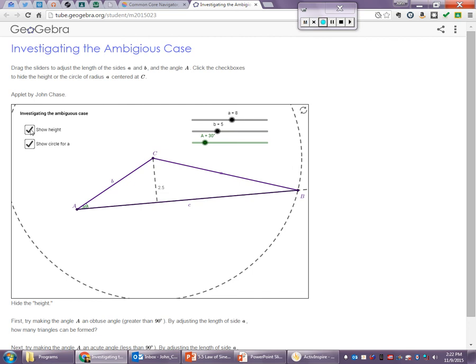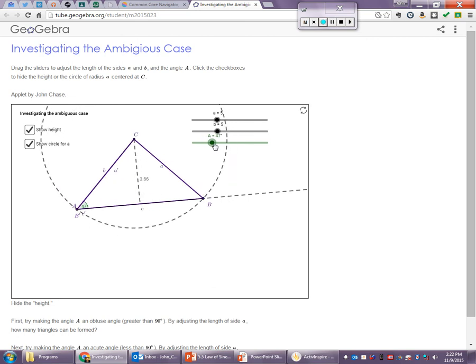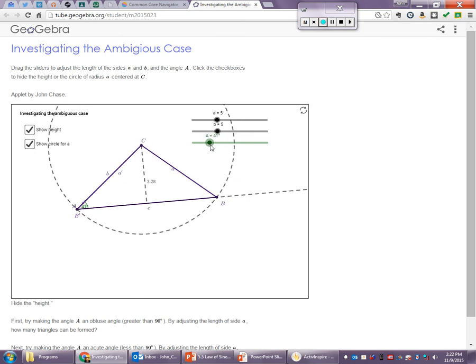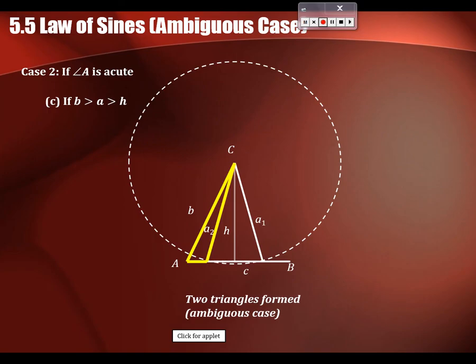Oh, sorry, I didn't draw the height in there. There you go. 2.5 is the height. Anyway, we can play around with this. It's fun. We can make B bigger. We're having fun now. All right, let's go back.